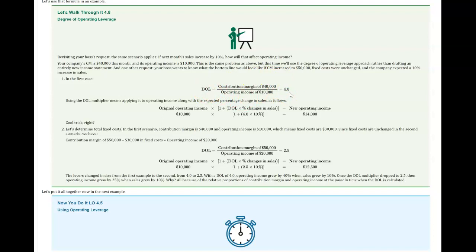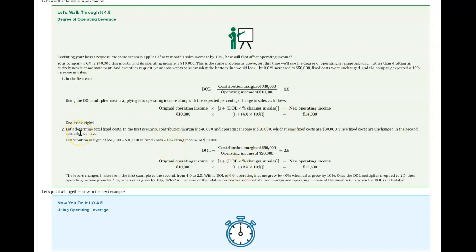What's neat about this is that we can take the original operating income, which is $10,000, and multiply it times 4 times 10%. We've got a 10% change in sales, they're saying. So 4 times that 10% gives us $4,000, and that's the increase in operating income. Do you get that? So this "1 plus" just makes it so that you can say 10,000 times 1.4 is $14,000. Does that make sense? Like you're going to answer me, you know? Yeah. Okay.